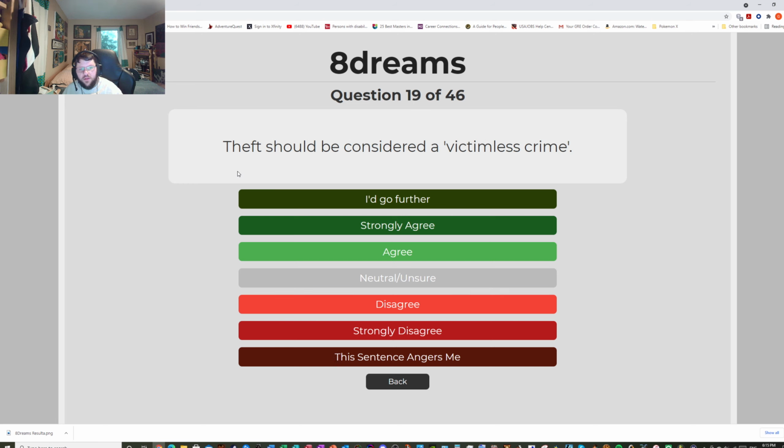Sentence angers me. Theft should be considered a victimless crime. It depends on what it is. I would say mostly agree. Here, but we're going for the I'd go further because we're going only I'd go further or the sentence angers me, just for a hoot.